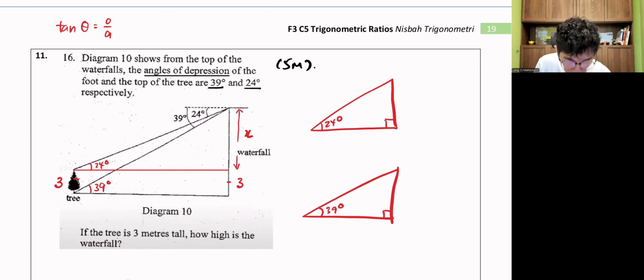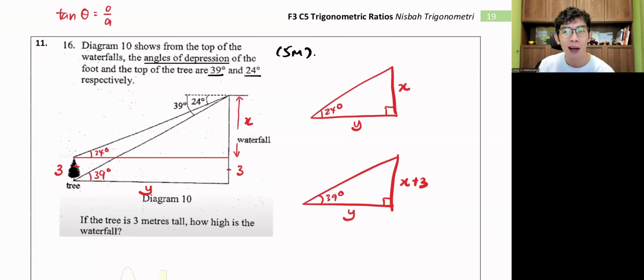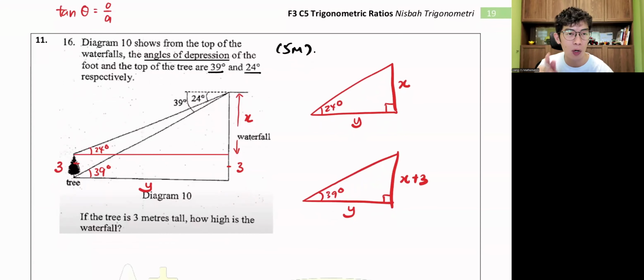So you need this, but then you don't have it. So I will recommend students to put y. And you know that this will be y, this will be y, this will be x, and this will be x plus 3. And that's the reason why I said you need 2 unknowns. If you have 2 unknowns, you need to do simultaneous equations to complete the exercise. So this is one of the hot questions that I'll be doing with you.